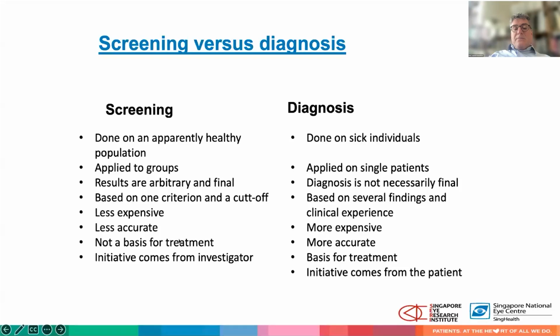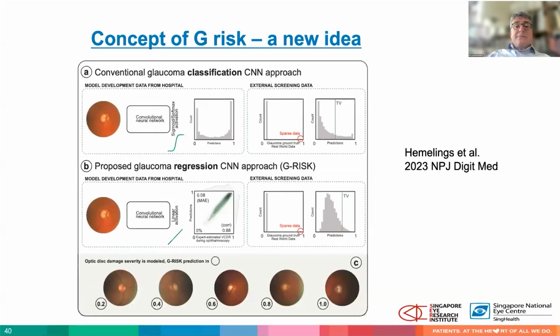Screening can never be a basis for treatment, but a positive screened patient needs to go into diagnosis, and this can be the basis for treatment. And for screening, the initiatives come from the investigator, for instance, from the insurance company or also the government, whereas the initiative for diagnosis usually comes from the patient seeing an ophthalmologist.